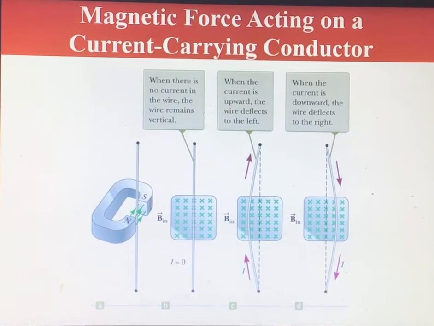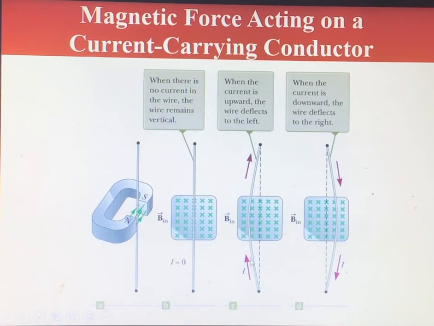All right, so now we're going to be talking about the magnetic force acting on a current carrying conductor. Basically, we can look at these examples right here. If you look at a conductor, this is a wire. We assume that this is a straight wire. We're going to place it in a magnetic field such that the magnetic field is pointing from north to south. In the second picture, notice that the current is zero. When the current is zero, there is no force acting on this wire.